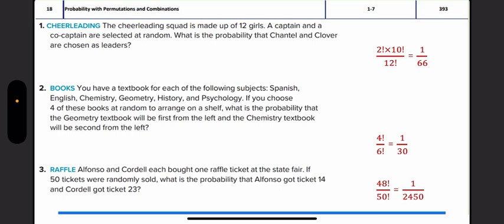Okay. First of all, what is the total number I'm choosing from? As it's obvious from the question, it's 12. So the total number here is 12. So in the denominator, as you can see, I will put 12 factorial.